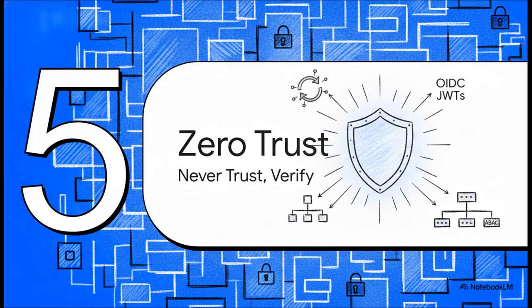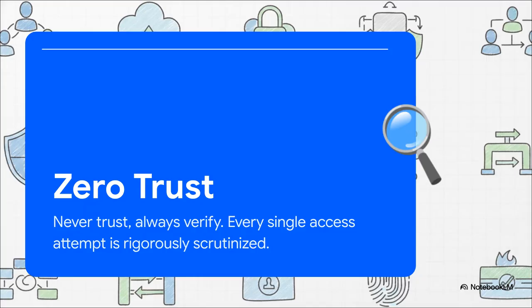Finally, Section 5, Zero Trust Architecture. Never trust, always verify. Zero trust really represents a complete mindset shift in the industry. Back in the day, companies built digital moats. If you were inside the corporate network, you were automatically trusted. Well, in a zero trust model, that old concept of a safe internal network is completely dead. The core mantra is simple: never trust, always verify.